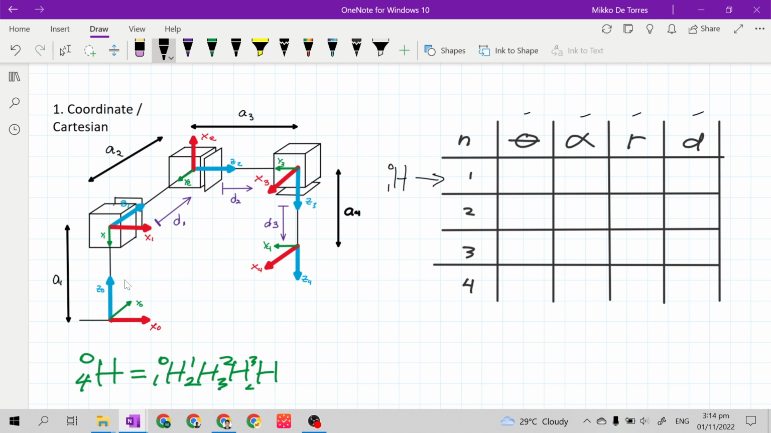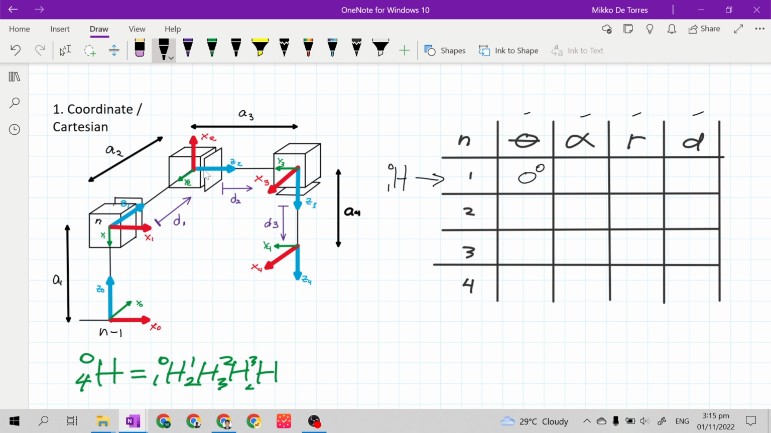Theta is the required rotation to match x sub n minus 1 to x sub n at z sub n minus 1. Our frame n minus 1 here is frame 0, and our frame n is this. So x sub n minus 1 is x sub 0, z sub n minus 1 is z sub 0, and x sub n is x sub 1. The rotation required to match x sub 0 to x sub 1 is 0 degrees, because x sub 0 and x sub 1 are already in the same direction.